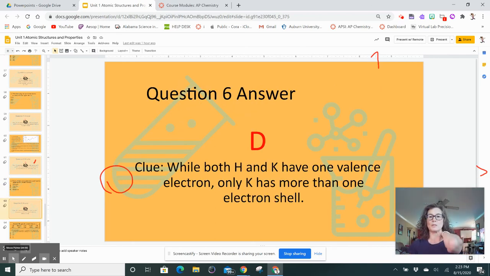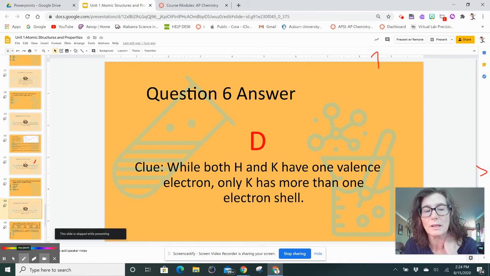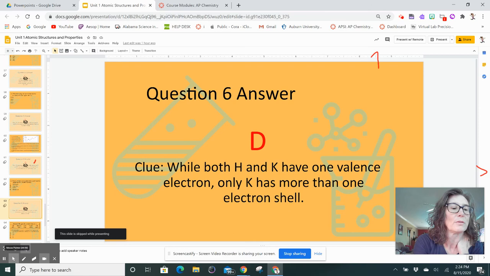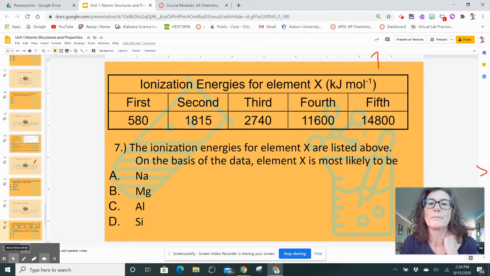And the correct answer is D. Both H and K have 1 valence electron, but K has an additional electron shell. So it has more electrons that could be taken if the energy was right.